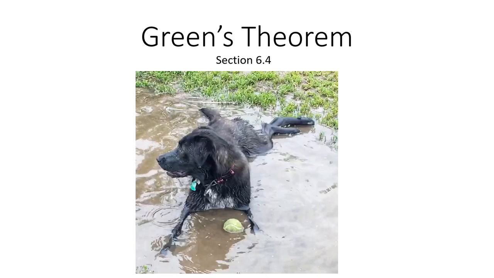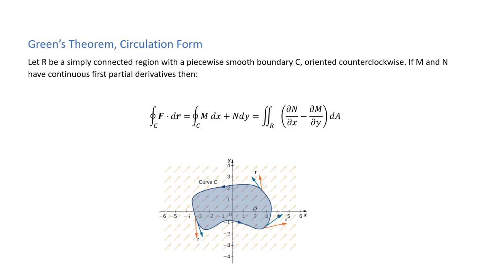We are now finally ready to talk about Green's Theorem, and that's what we're going to cover in section 6.4. So right now I have on the screen Green's Theorem, what we're going to call the circulation form. We'll learn also the flux form of Green's Theorem as well. So this theorem is saying if you have a simply connected region, and that's what I have shown in blue.